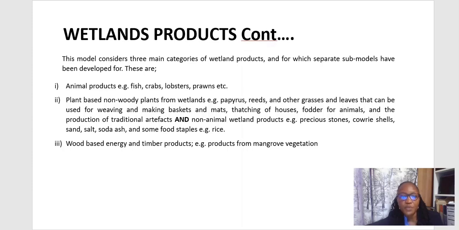Then finally, we have the wood-based energy and timber products. This is the woody vegetation that would grow in close proximity to the wetland or actually inside the wetland. For example, we have the mangrove vegetation along the Kenyan coast. It's also on the Tanzanian coast, and I believe part of Somalia.